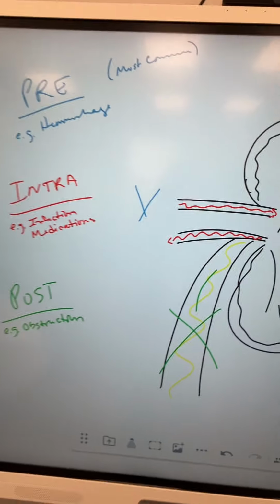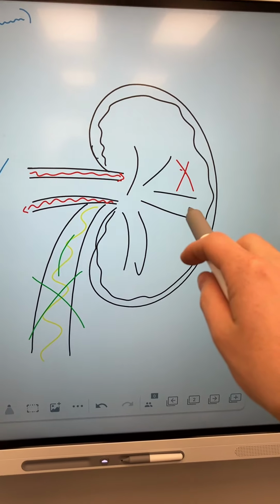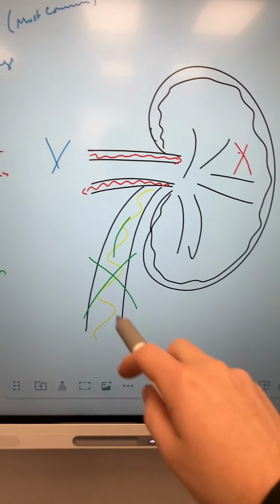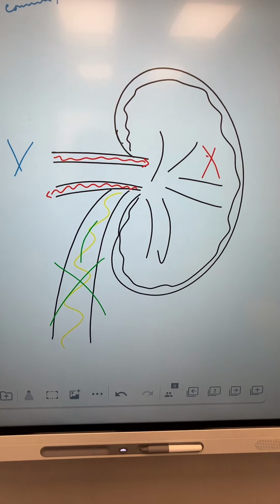So let's recap. You have pre-renal failure, which happens before the kidney, intrarenal failure, which happens in the kidney itself, and post-renal failure that happens after the kidneys, causing something to damage the kidney.